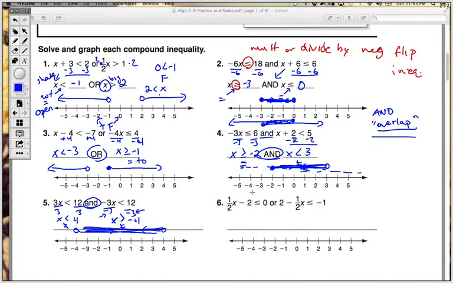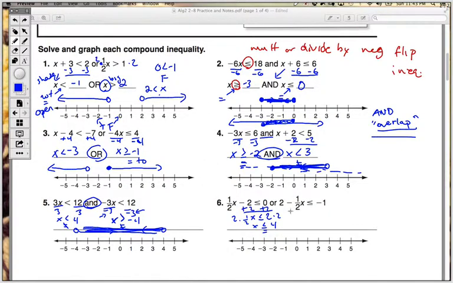Whoa, number 6, check it out. 2 steps. First we got to add 2. And then that gives us 1/2 x is less than or equal to 2. Then we got to multiply by 2. And that gives us x is less than or equal to 4. All right, so this one is equal. Let's see what that's going to do for us. I'm going to take that back so you can see my little equal sign.